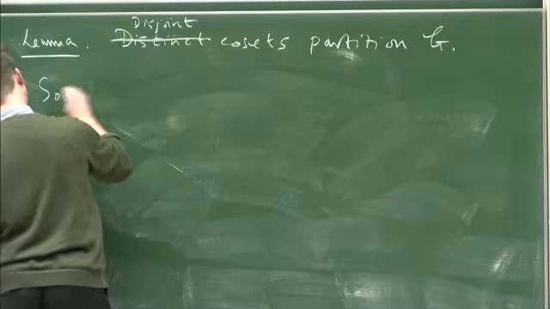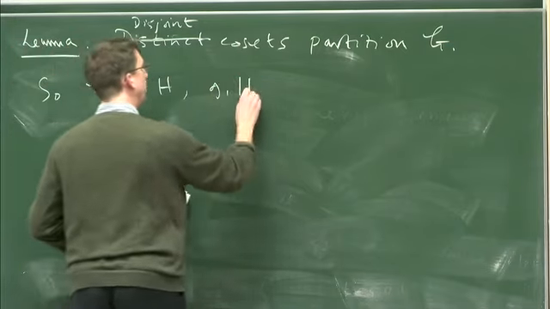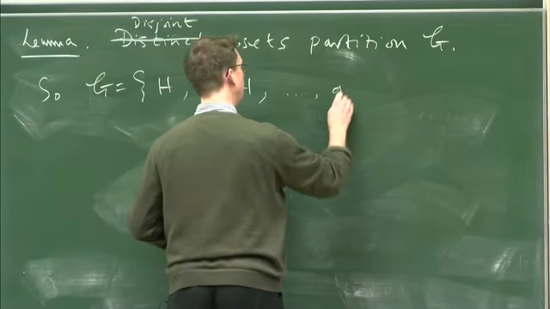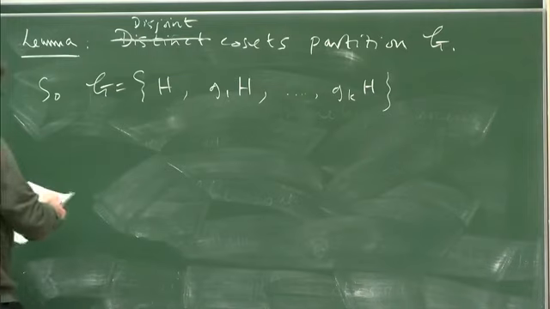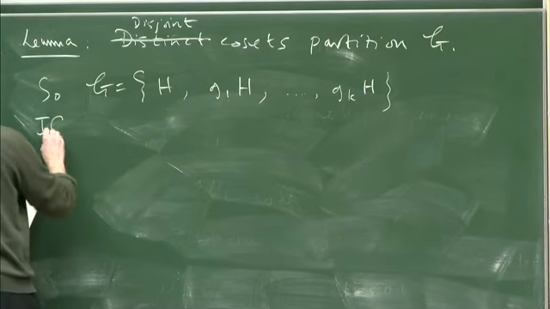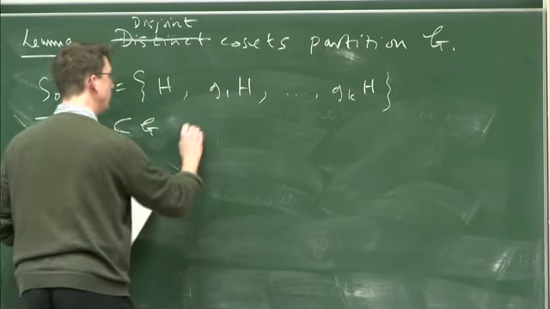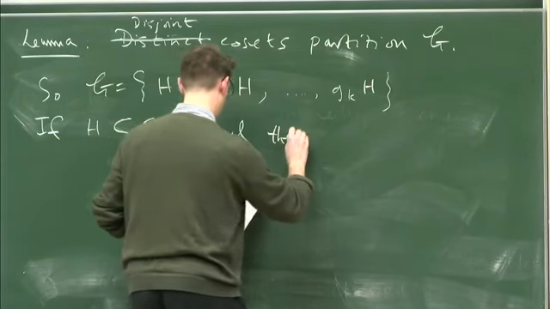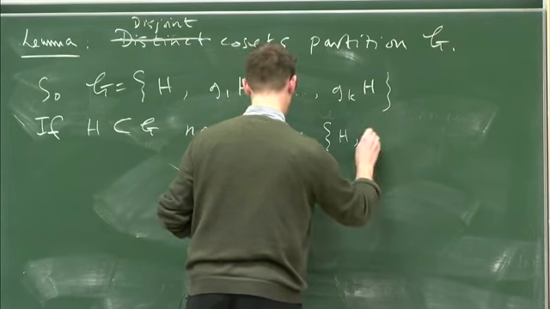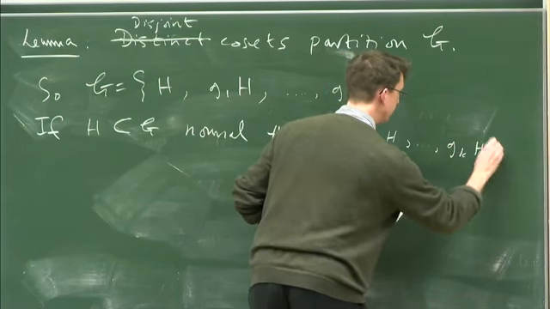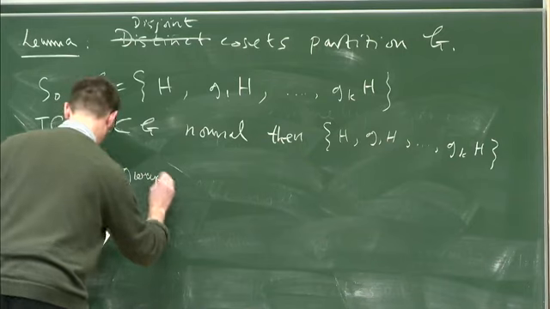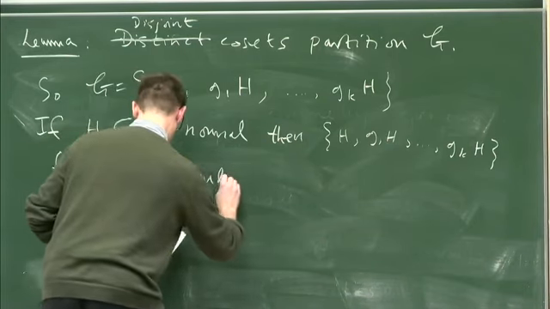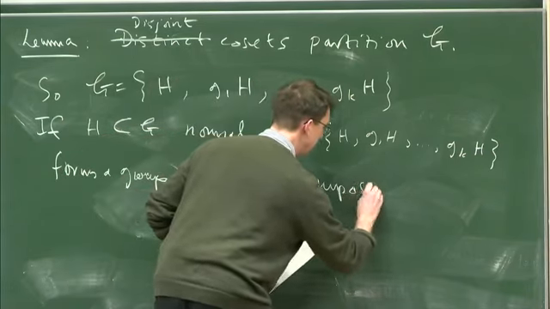So I can write G as a collection of subsets: H, which is H times the identity, g1H, up to gkH. Okay? And that's just a kind of reordering of all the elements of G. Then, if I happened to choose an H which was a normal subgroup, then this collection H, g1H, etc., up to gkH, in fact forms a group. So this collection of cosets forms a new group under a new composition operation.